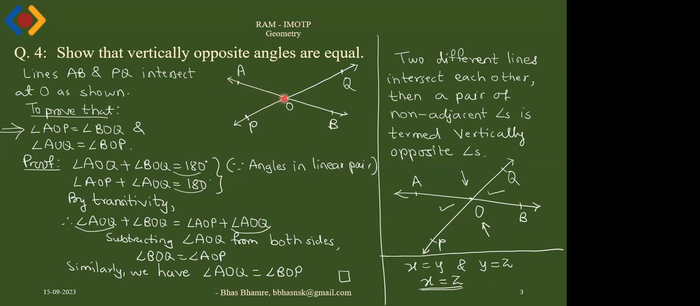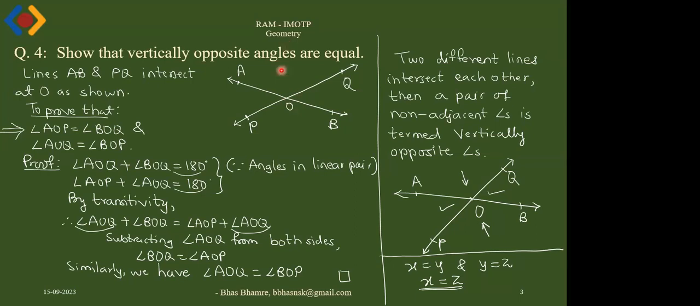No, no. Ray OA is the side of one angle, and ray OB is the side of the other angle. They are collinear, but they are distinct. Their intersection is only the point O. Got it? And it is necessary that two different lines intersect each other, so then only we get the pair of vertically opposite angles. Got it? Yes, sir.